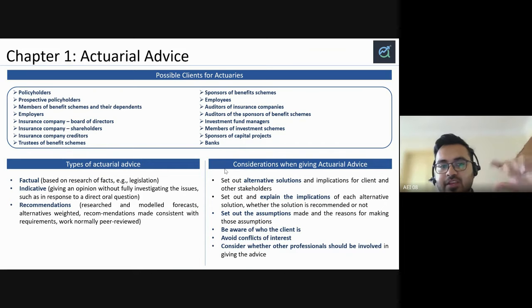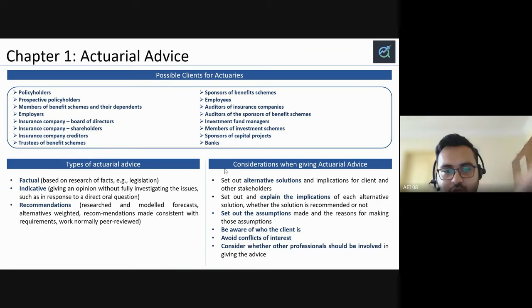Trustees of the benefit scheme. So the benefit scheme, if I just go back, impacts members, their dependents, and also the trustees who oversee that particular scheme. We'll be getting into benefit schemes in the next few chapters, but I just hope that you have a background understanding of what trustees versus sponsors versus members versus dependents of those members are. You just need to know these terms for now. Then you have employees, of course. And if you're advising banks, it can be banks, it can be sponsors of a capital project, auditors, insurance companies, so many things which have been listed down over here.